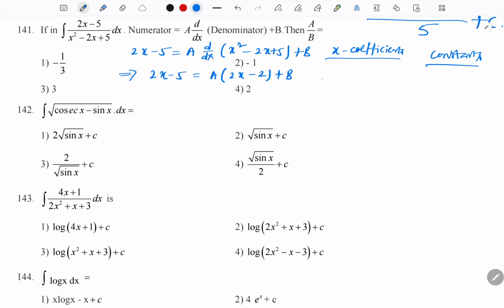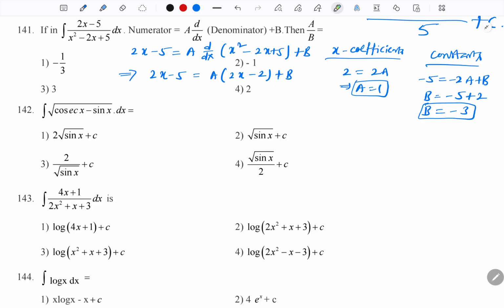First case, 2 equal to 2a, right? Then from this a equal to 1. Then constants, minus 5 equal to minus 2a plus b. Substitute the a value here. Then b equal to minus 5 plus 2 times a, which is 2. Then b is minus 3. So this is my a and b. They are asking a by b, right?